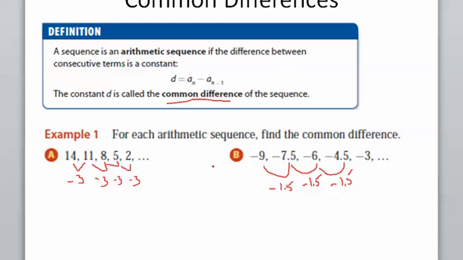Now, in case you're wondering, you always take the second term and subtract the first term from it, or the third minus the second. You always go from the furthest one out to the one before it, because you're taking a sub n minus a sub n minus 1.